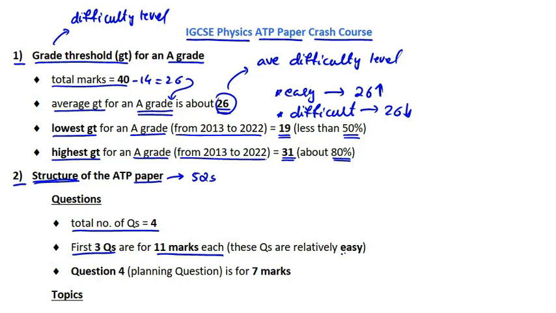These questions are relatively easy, but the last question, question 4, which is referred to as the planning question, is considered to be the most difficult question in the paper by most of the students. But the good thing about the planning question is that it's only for 7 marks. So even if you mess up the planning question, you can still secure an A grade in your paper.